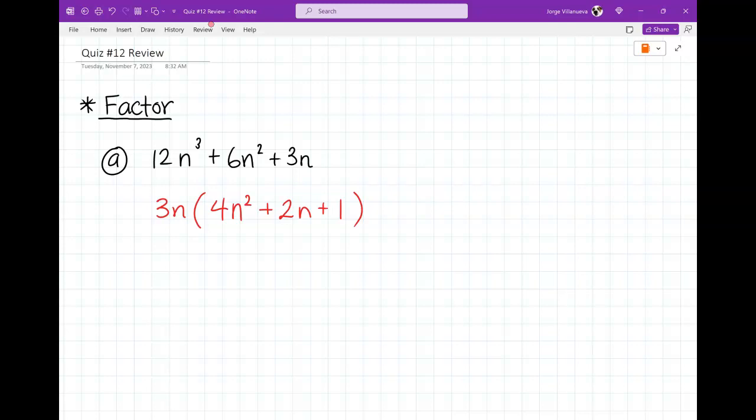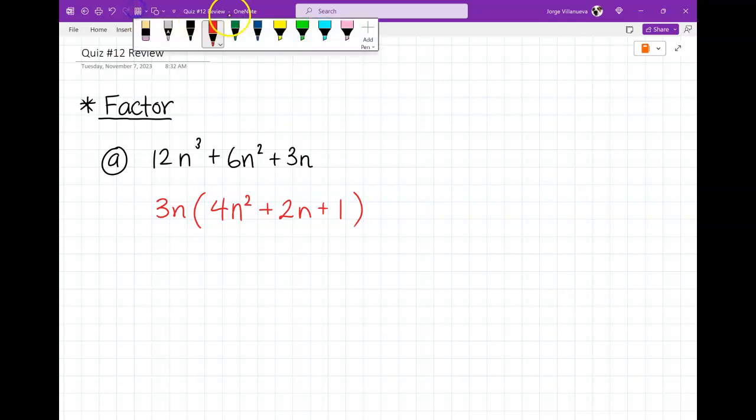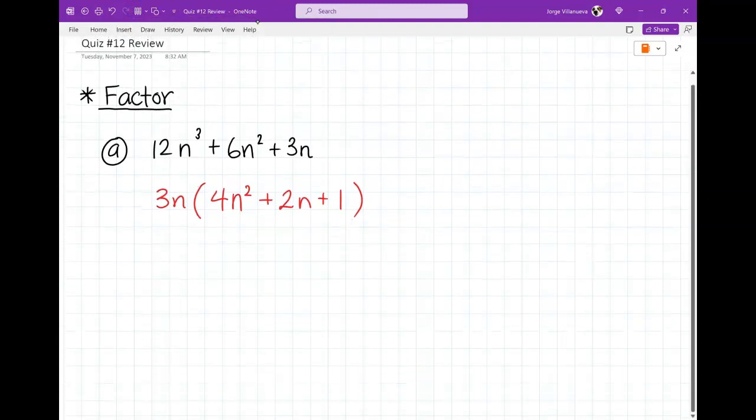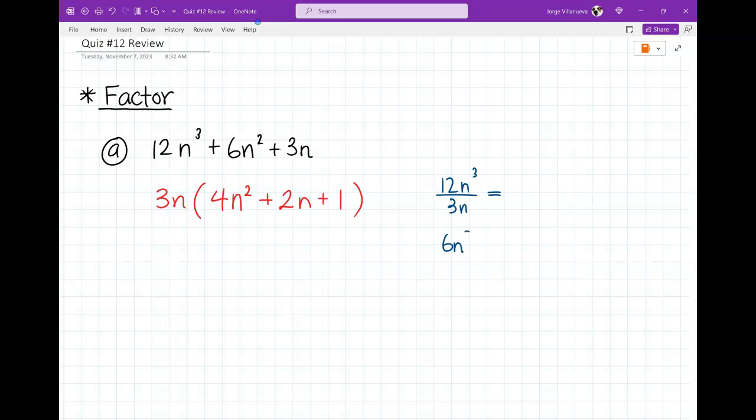So remember, if you don't know how to do that in your head, or if you don't want to, remember I showed you how I learned it a long time ago. So you could have done this: 12n cubed divided by 3n, 6n squared divided by 3n. You get every term and you divide it by your factor. So 12n cubed divided by 3n, well, 12 divided by 3 is 4. N cubed divided by n to the first. Remember, just subtract the power. So 3 minus 1, that's a 2.